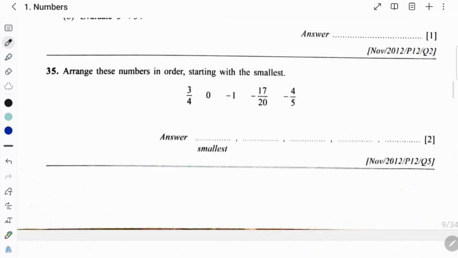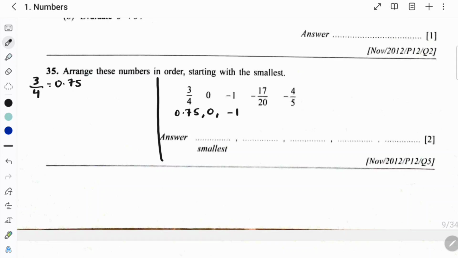Alright. Now this question is also of 2 marks. We have to change the fractions into decimals to compare them. The first one is: arrange these numbers in order starting with the smallest. So we have to start with the smallest number. So the first is -3/4. We already discussed that 3/4 is 0.75. So that is -0.75, and the other is 0 and it's -1.